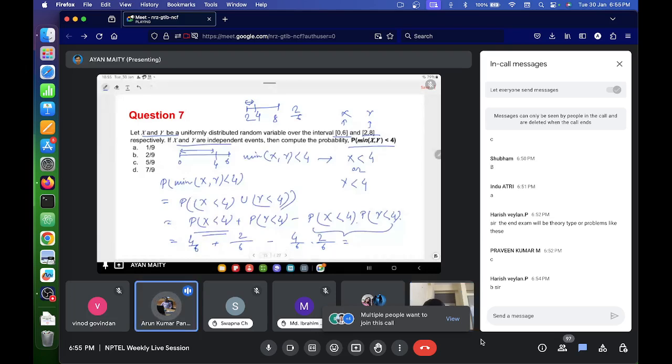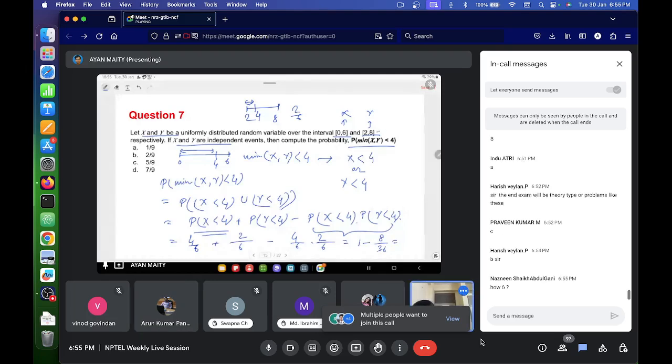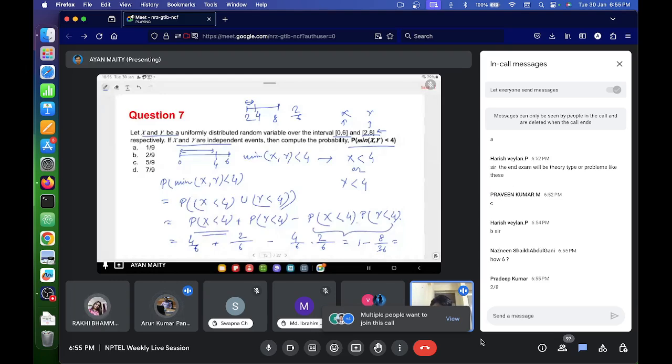So if you calculate this, it would be this. Sir, it should be now... y is distributed from 2 to 8, so the total sample size is 6. It should be 4 by 7, I think. Which one? 4 by 7. We have a total sample of 0 to 6, so total samples are 7.